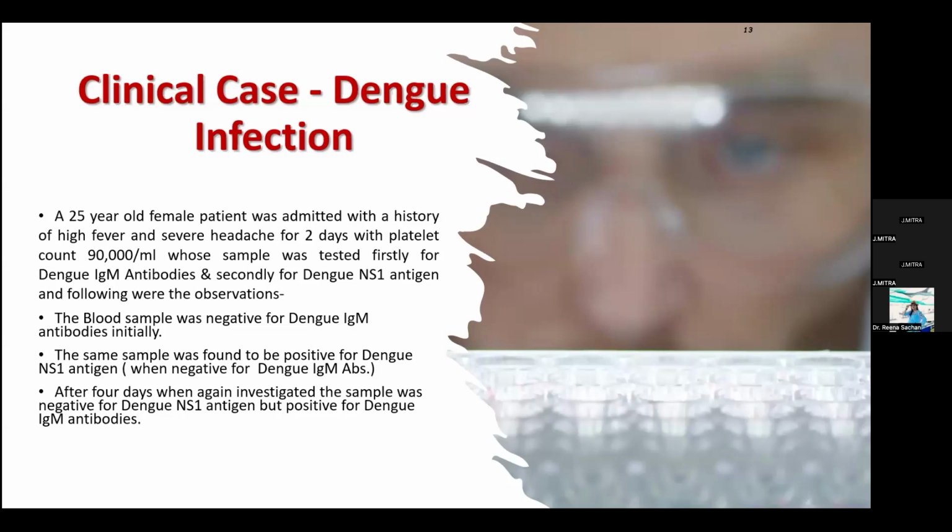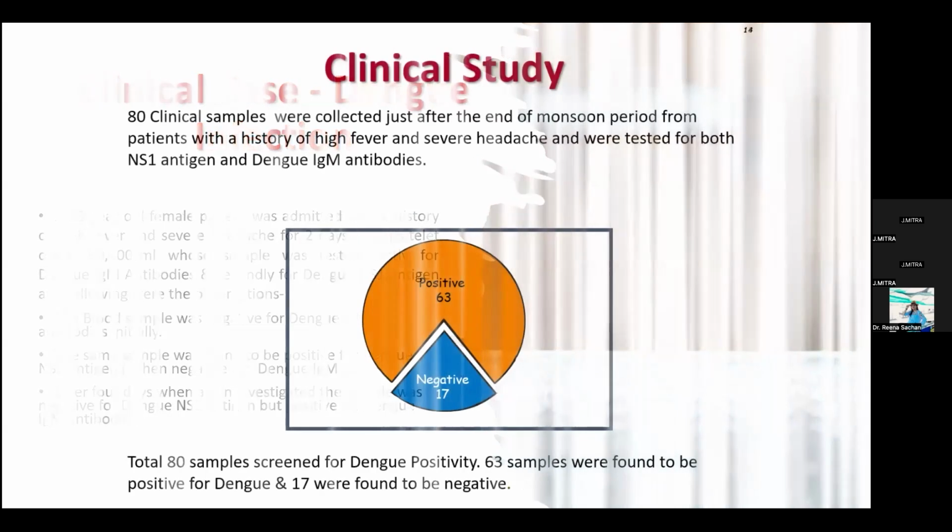But after 4 days, again the sample of the same patient was sent to the laboratory for dengue NS1 antigen as well as for IgM. So it was seen that NS1 was negative and IgM was positive.